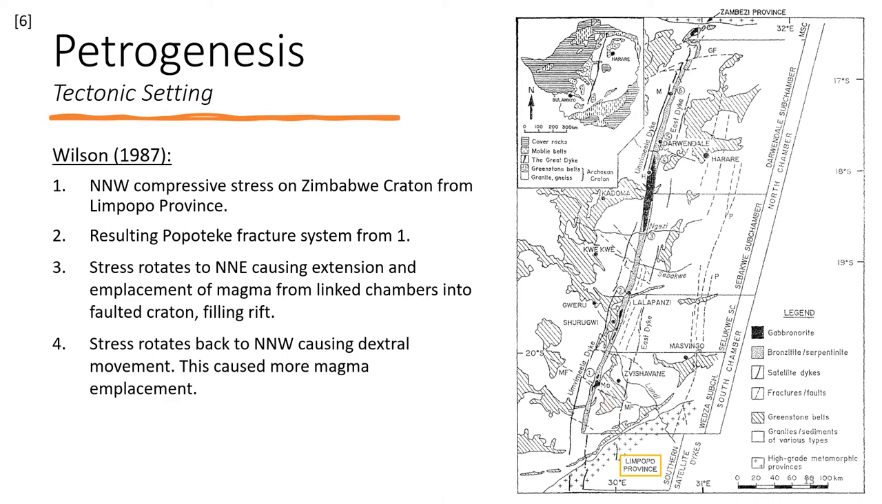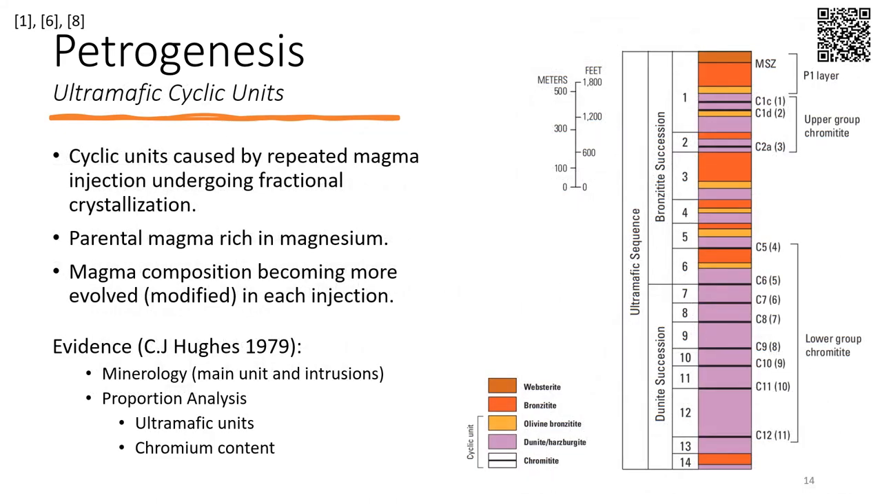magma emplacement. One thing I wanted to focus on in terms of petrogenesis are the ultramafic cyclic units. You can see on the right that previous stratigraphic section zoomed in on the ultramafic sequence. When we're thinking of the formation of these cyclic units, it can be boiled down to this general process. You have initial magma injection followed by fractional crystallization. It turns out that the chamber was pretty sealed, so it was a good environment for fractional crystallization.